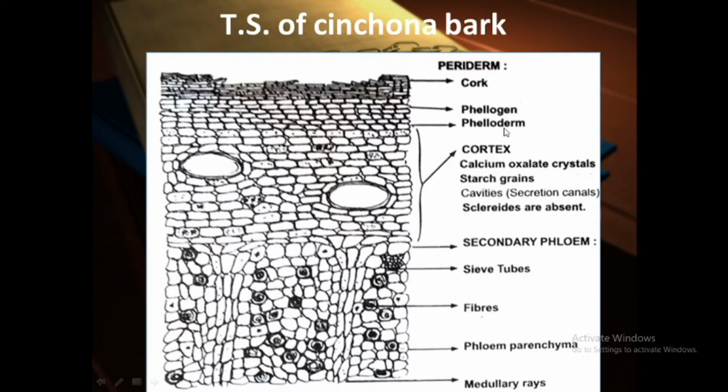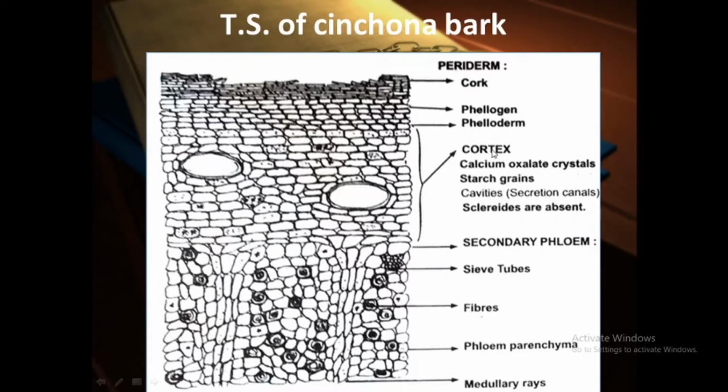The cork contains thin wall, flat and polygonal cells with reddish brown content. The phellogen and phelloderm basically do not contain any cellular content. Phellogen is thin wall cells without any cellular content, and the phelloderm is thin wall rectangular cells without any cellular content. So this is up to your periderm, that is the top layer of the cinchona bark.